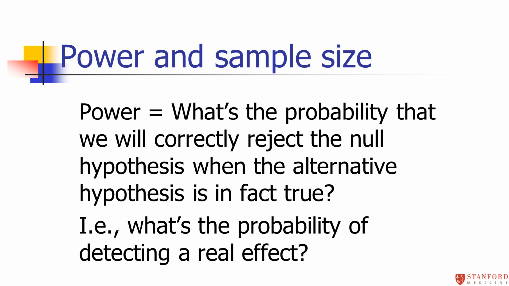What is power? Power is the probability that at the end of the day, after you do your study, you're going to correctly reject the null hypothesis when you should, when in fact the null hypothesis is false and there really is an effect out there. Another way to say that is it's the probability that you're going to find a statistically significant result when you do your study. Keep that in mind. We're aiming here to get a statistically significant result if we should. That's what power is about.